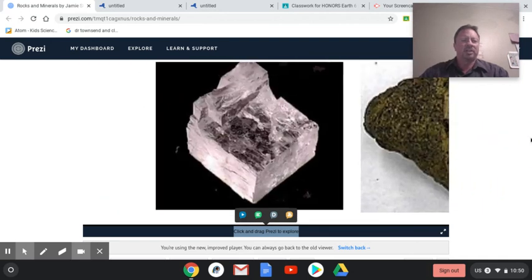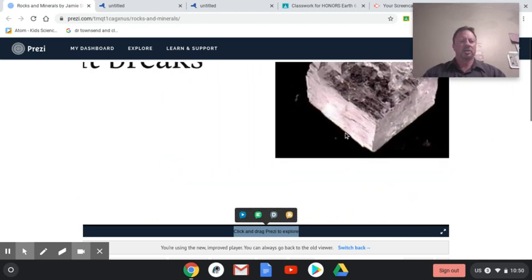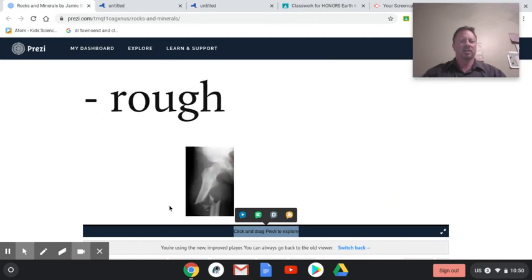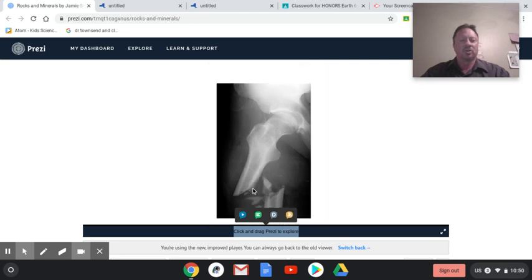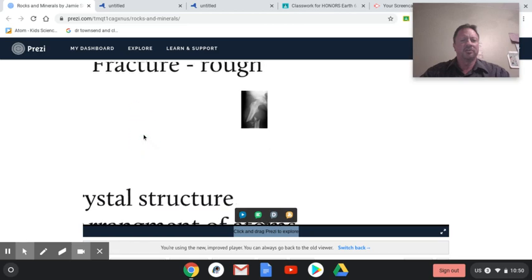If you have trouble remembering these, something I normally do is think about a fracture in a bone. Let's look at this guy right here. Rarely or never does a bone fracture with a flat surface. So fracture is rough, cleavage is flat.